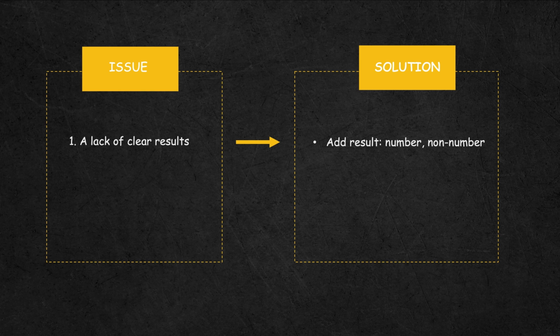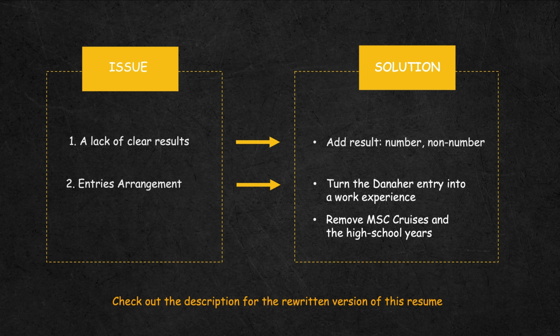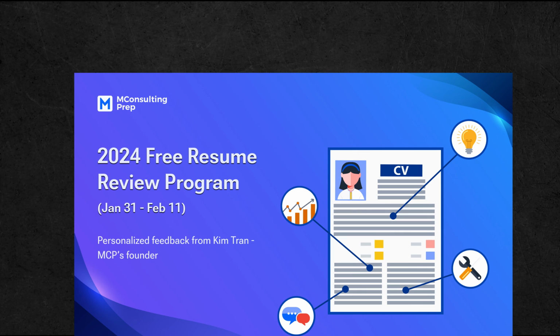Secondly, this resume can be optimized by removing some entries and changing the positions of others. More specifically, the Danaher entry can be turned into a work experience. MSc cruises and the high school years should be removed. One final note. Looking at the gradings I've given in the previous part, the resume is fairly balanced. The candidate did this well, and she should keep this balance if she rewrites the resume. I attached a rewritten version of this resume in the description so you can check it out.